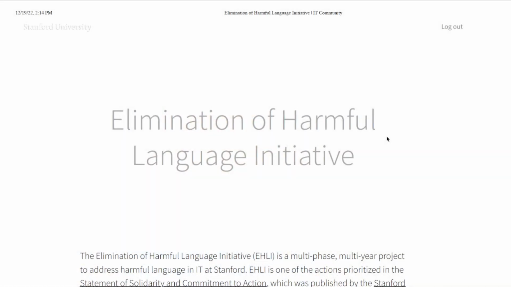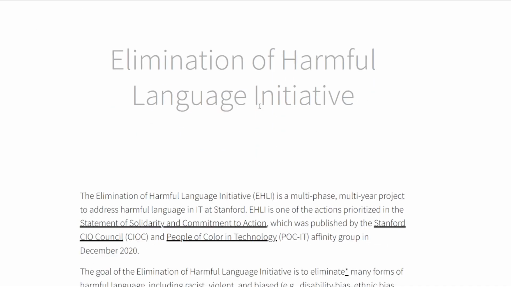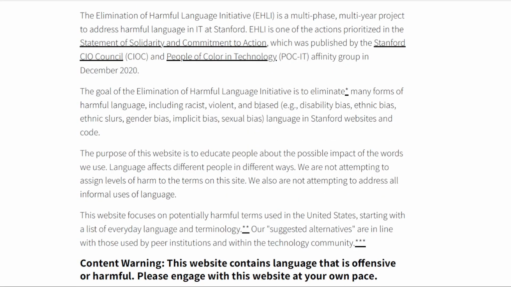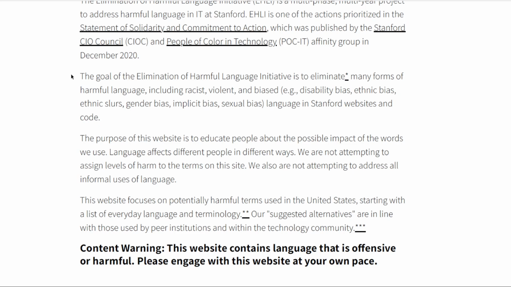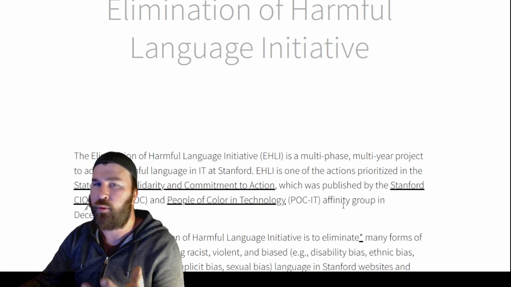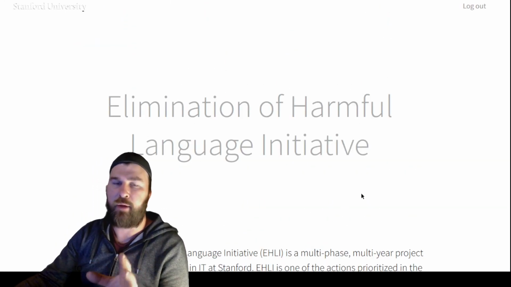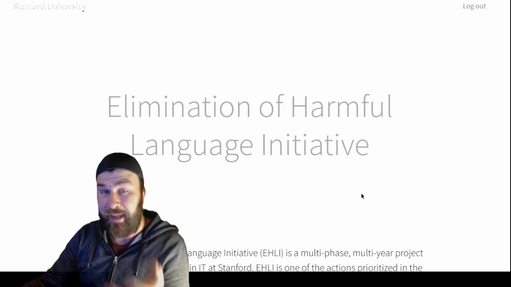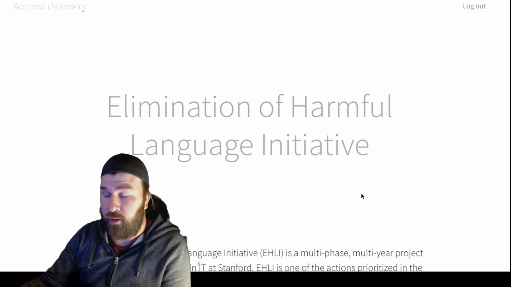So anyways, let's take a look at this. So we're looking at the elimination of harmful language initiative, and as you can see, the Stanford University, and this is the initiative. So if we're gonna scroll down here, we're just gonna look at this. The goal of the elimination of harmful language initiative is to eliminate many forms of harmful language, including racism, violent, and biased language in Stanford University websites and code. Let me just remind you what the title of this is: elimination of harmful language initiative. So you're gonna assume that in this document there's going to be harmful language.